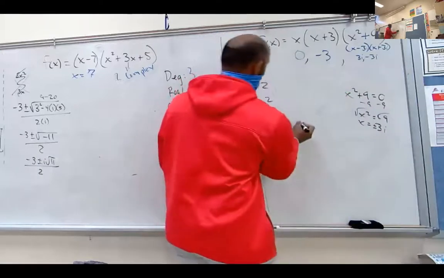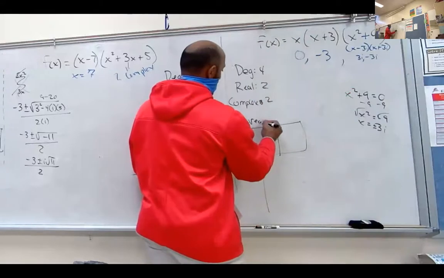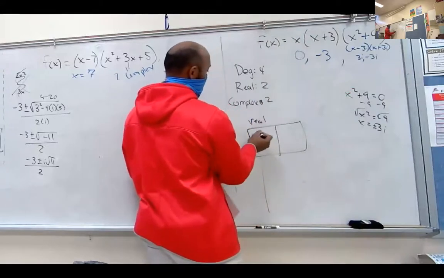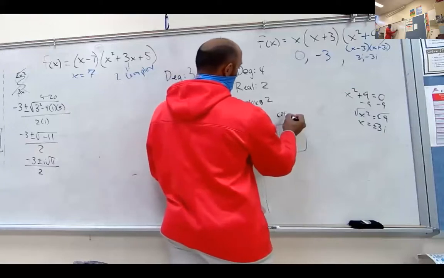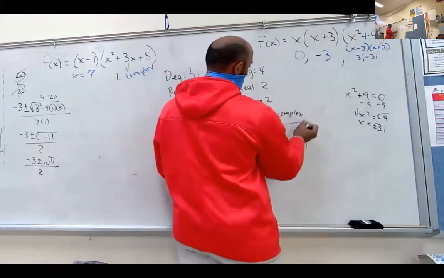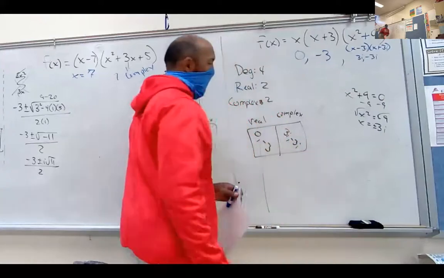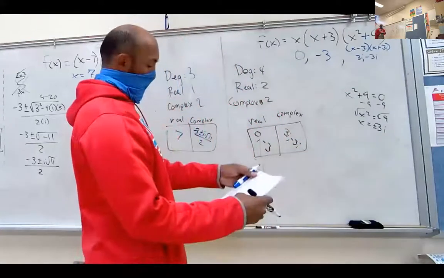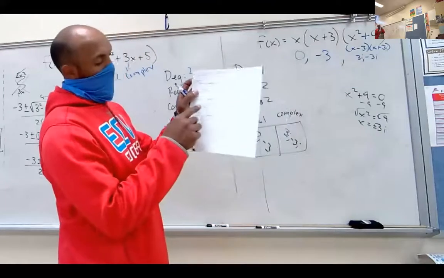So if I'm working on the worksheet, then in the real box, I'm putting what numbers? 0 and negative 3. 0, minus 3. And what about complex? Yeah, 3i and negative 3i. Okay. Now the last one, you guys look at that. We'll just talk about that one.